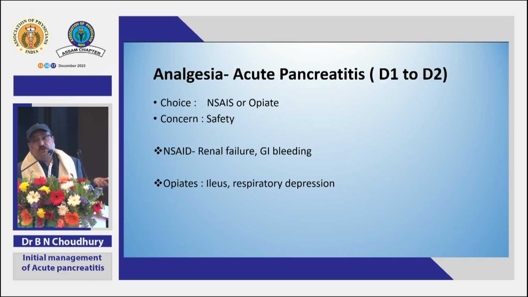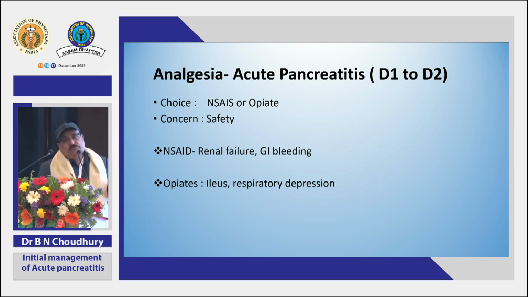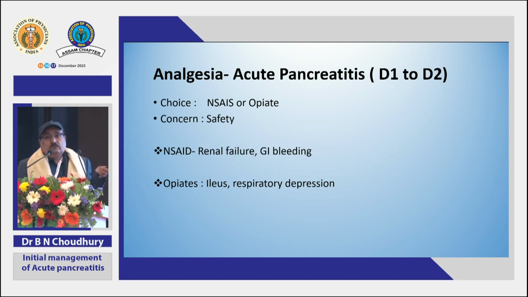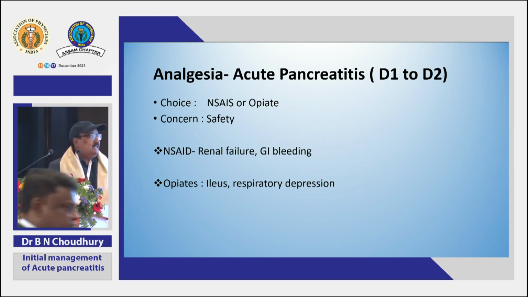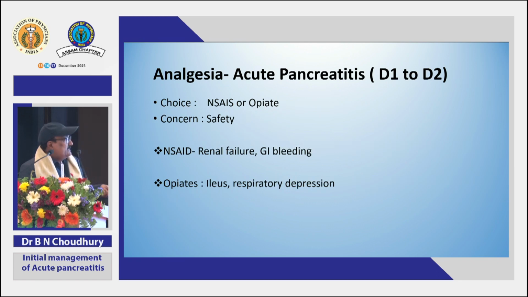Then the next point is analgesic. What analgesic will you give? This is the most important issue on day 1 and day 2, because the patient is shouting because of pain. So which analgesic will you choose? We don't have much choice. Either you have to give an NSAID or an opiate, and the concern is regarding safety, whether it is safe or unsafe. NSAIDs cause renal failure and GI bleed, and opioids cause ileus and respiratory depression. So you have to choose the better one.